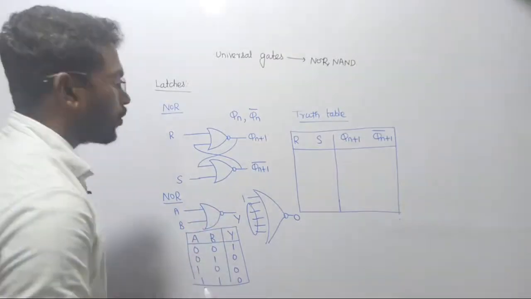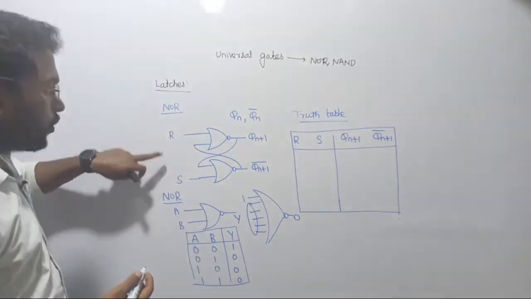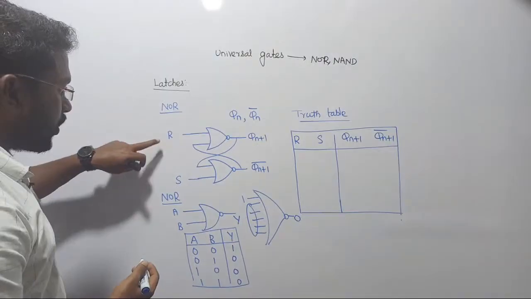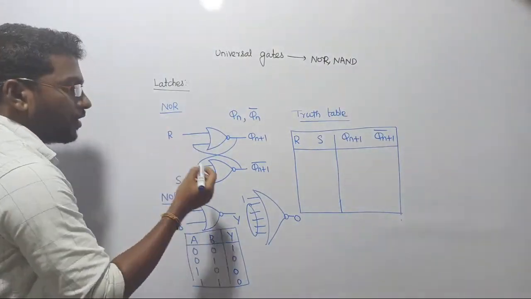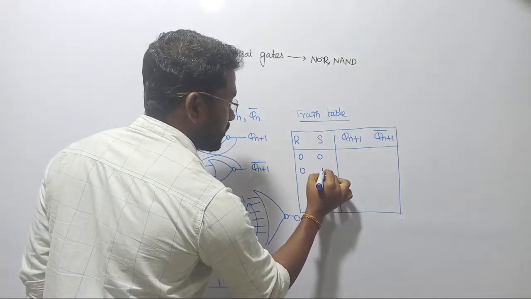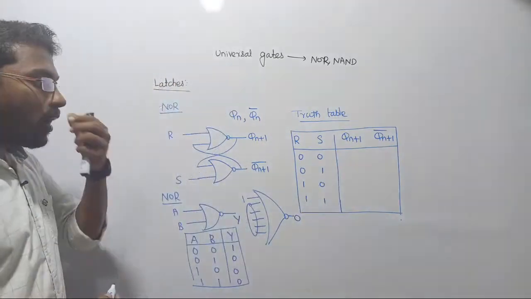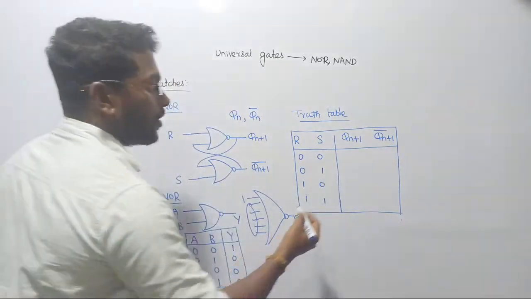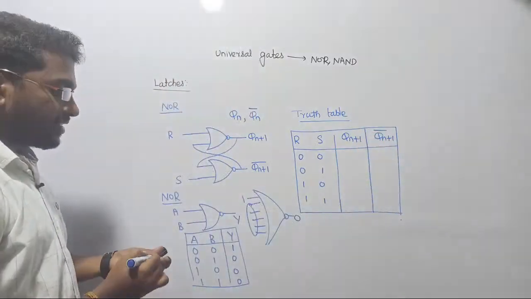Clear? That's all. Now coming back, here we are considering two inputs, right? One is R, another one is S. For this R and S, we can give 4 types of combinations: 0 0, 0 1, 1 0, 1 1. Let us consider all its possible combinations, and we shall try to estimate its corresponding outputs also. Let's try and figure them out.